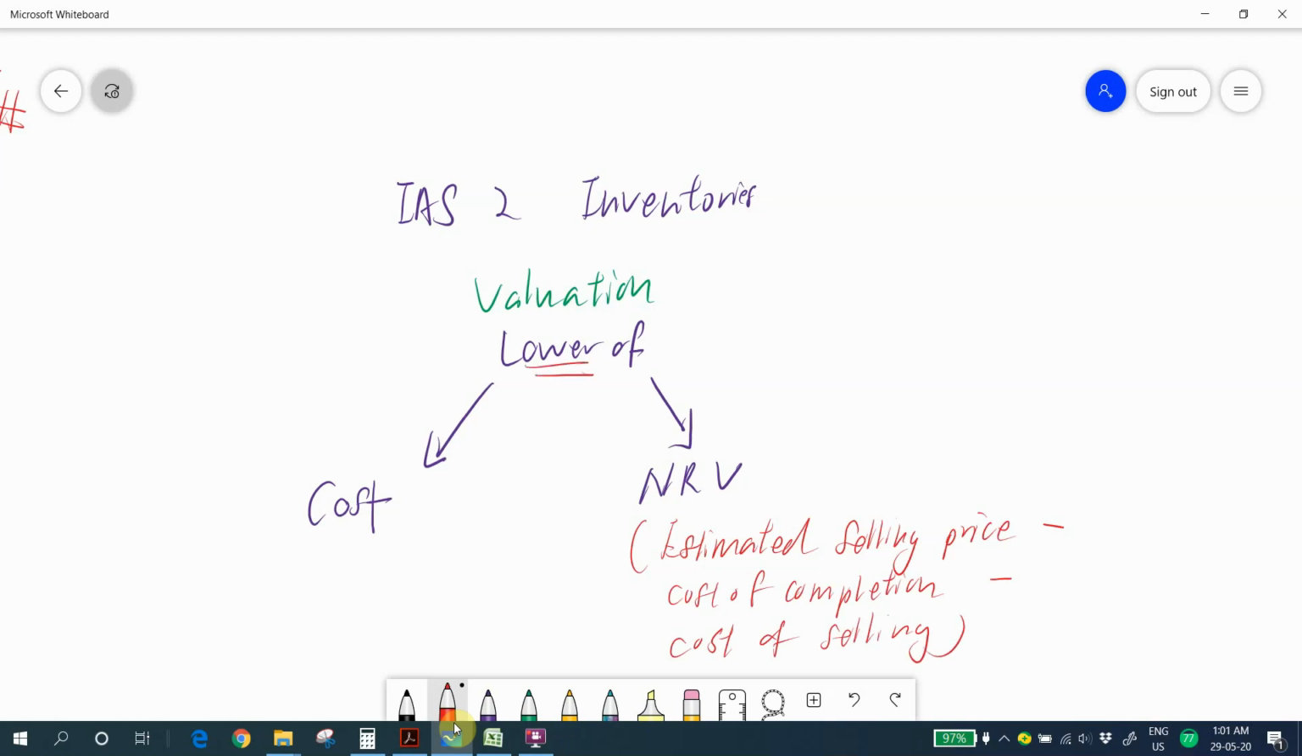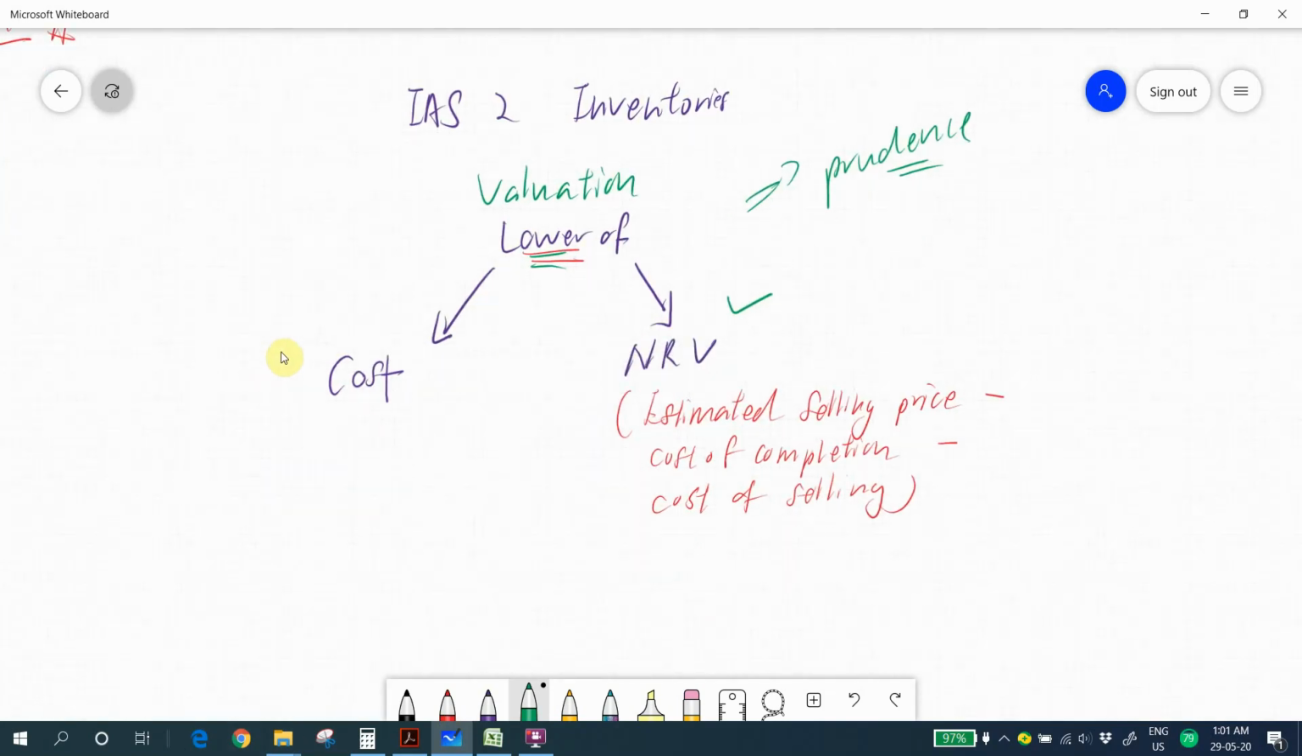The meaning of lower of means if the cost is lower, then we use the cost. If NRV is lower than the cost, then we choose NRV. Because this application follows the prudence concept, we always value our inventory at the lower value. So we will do a comparison on whether your inventory cost is higher than the NRV or not. If the cost of the inventory is higher than the NRV, then we will have a write off, or we call it written down.